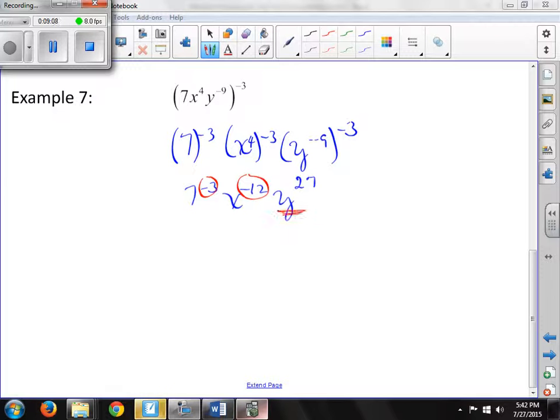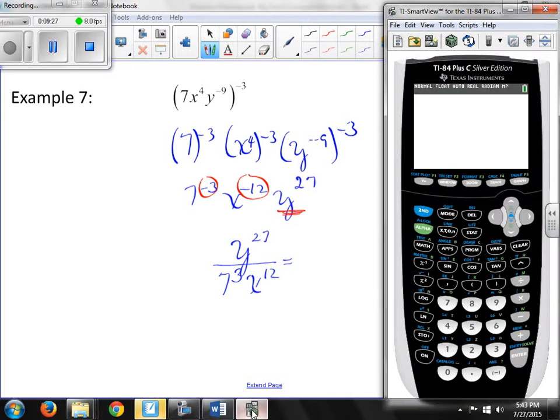This one has a positive exponent, so it will stay in the numerator. The 7 to the negative 3 comes to the denominator and becomes 7 to the positive 3. The x to the negative 12 comes to the denominator and becomes x to the positive 12. And we'll want to figure out what 7 raised to the third power is because we can. 7 raised to the third, we can put that in our calculator, is 343. So we'll have y to the 27th over 343 x to the 12th.